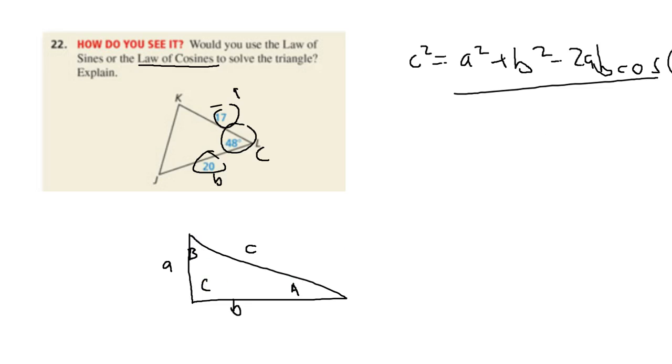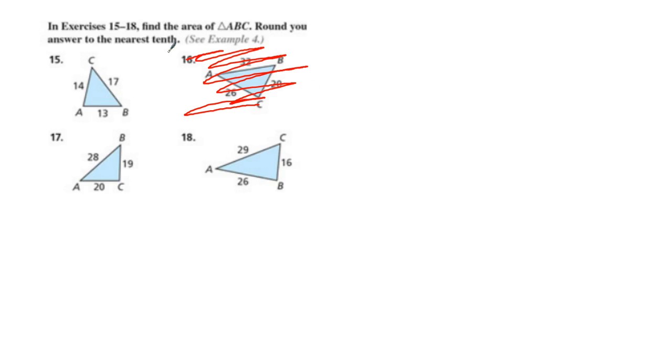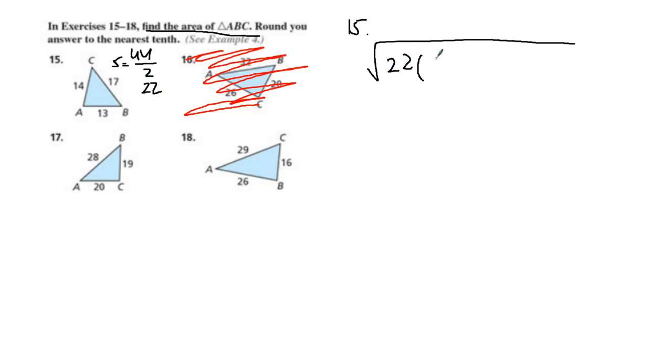So let's use Heron's formula. This is Heron's formula to find the area. So 14, 17, and 13. We'll have the square root of 14 plus 17 plus 13 is 44. Half of that is 22. So it's 22 times 22 minus 14 times 22 minus 17 times 22 minus 13. That's not that nice of numbers.